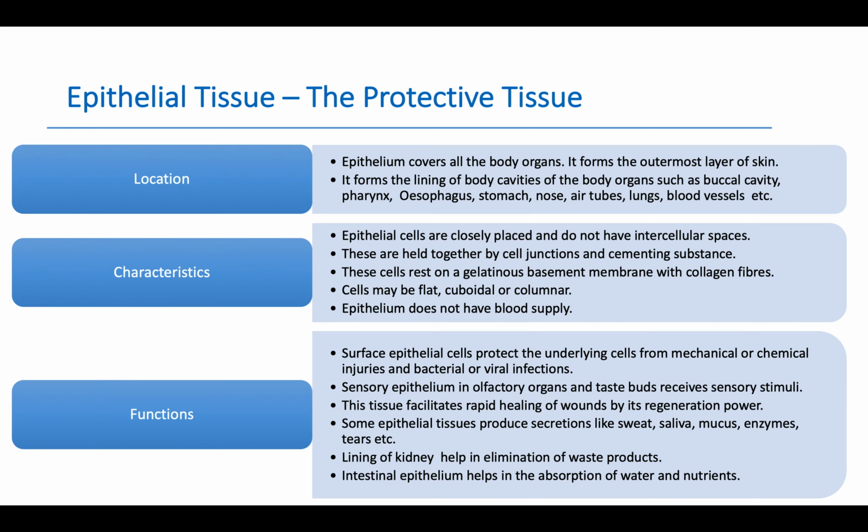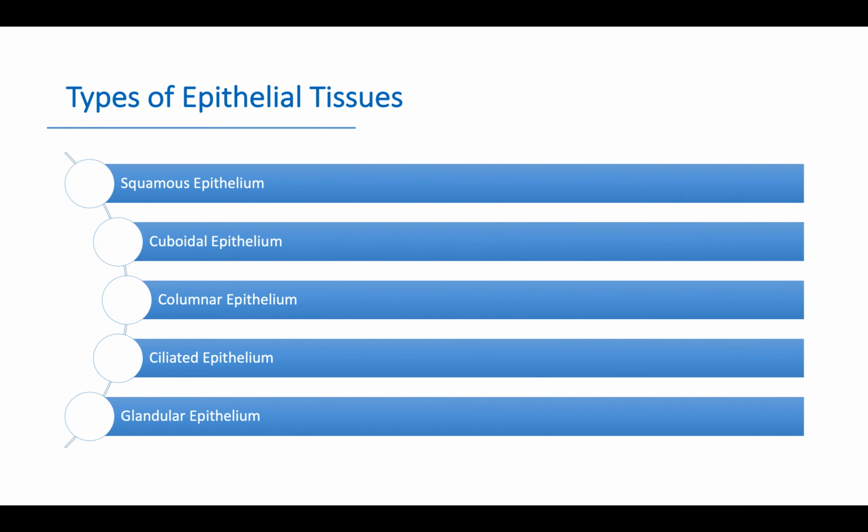Some epithelial tissues produce secretions like sweat, saliva, mucus, enzymes, tears, etc. Lining of kidney helps in elimination of waste products. Intestinal epithelium helps in the absorption of water and nutrients. Types of epithelial tissues. There are different types: squamous epithelium, cuboidal epithelium, columnar epithelium, ciliated epithelium, and glandular epithelium.